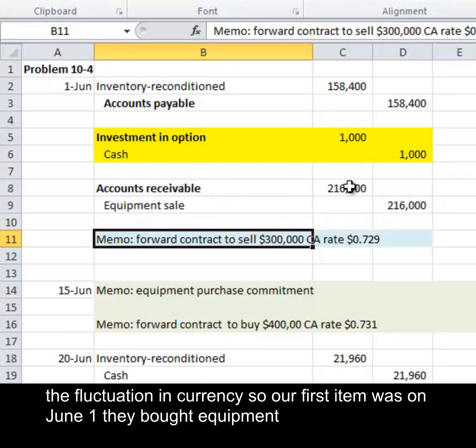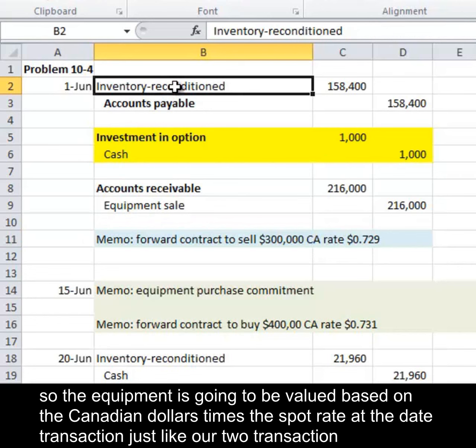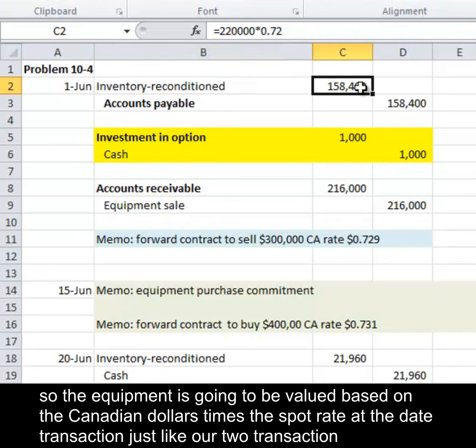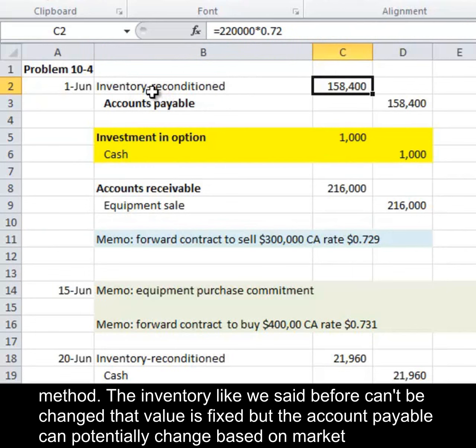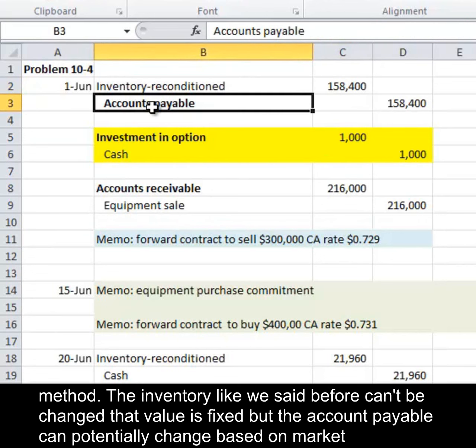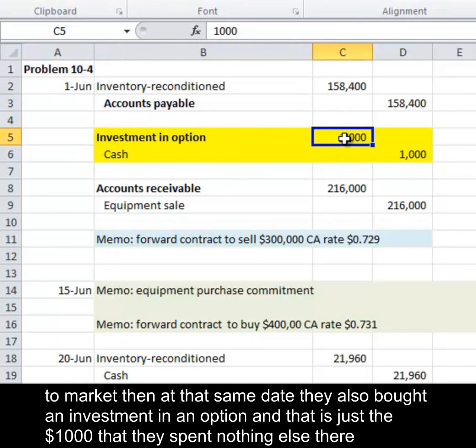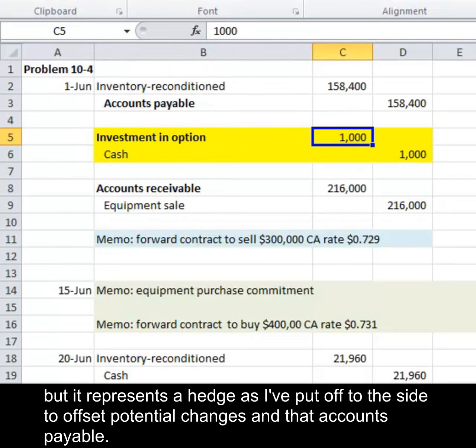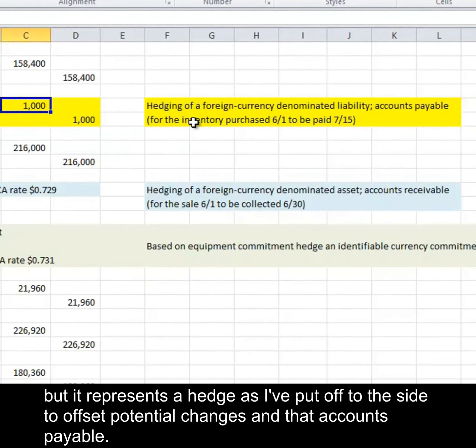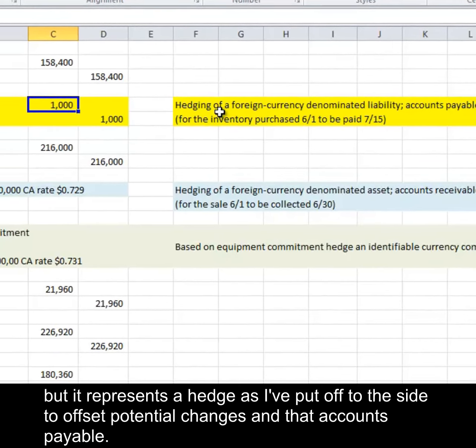So our first item was on June 1st, they bought equipment. So the equipment is going to be valued based on the Canadian dollars times the spot rate at the date of transaction, just like our 2 transaction method. The inventory, like we said before, can't be changed. That value is fixed, but the account payable can potentially change based on mark to market. Then at that same date, they also bought an investment in an option, and that is just the $1,000 that they spent, nothing else there. But it represents a hedge, as I've put off to the side, to offset potential changes in that accounts payable.